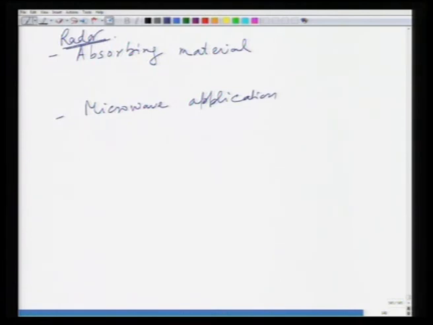This is because of their usefulness in the frequency range from 1 to 300 gigahertz, which is a few centimeters to a meter. Here you use things like magnesium ferrites and garnets, lithium doped ferrites for these applications. So, this is where we close this module.